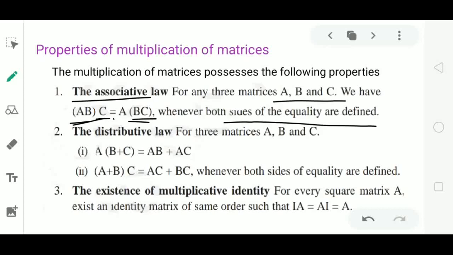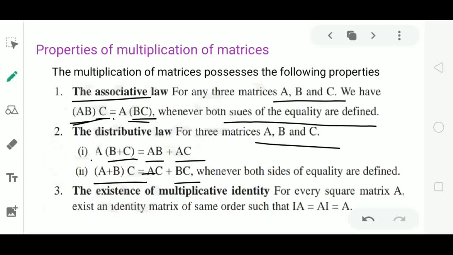Second one, distributive property. For any three matrices A, B and C, matrix A into B plus C equal to AB plus AC, and A plus B into C is equal to AC plus BC. So here multiplication of matrices satisfies distributive property whenever both sides of equality are defined.